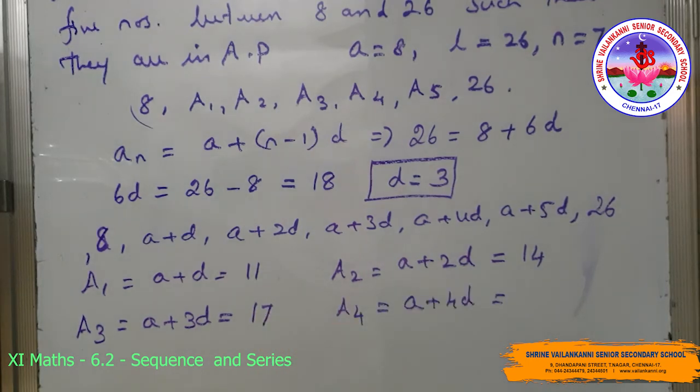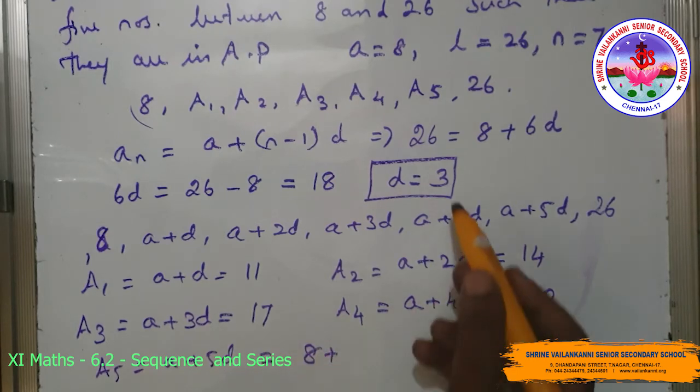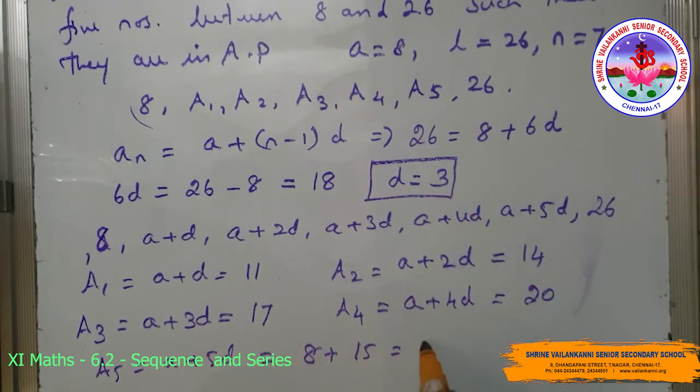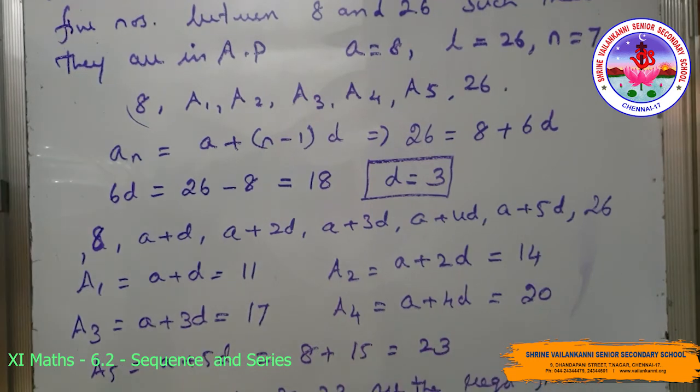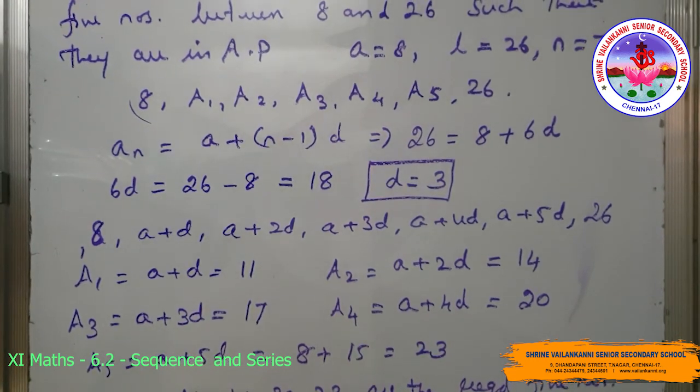And A4 is a plus 4d. a is 8 and d is 3, 4 into 3 is 12, 12 plus 8 is 20. And A5 is a plus 5d, which is 8 plus 5 into 3, 15, which is 23. Therefore 11, 14, 17, 20, 23 are the required 5 numbers which are inserted between 8 and 26.